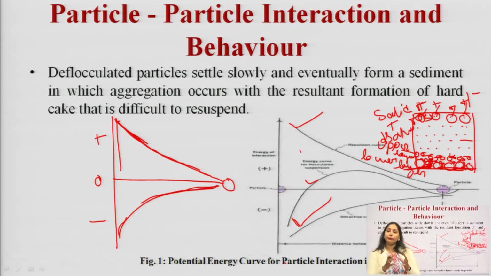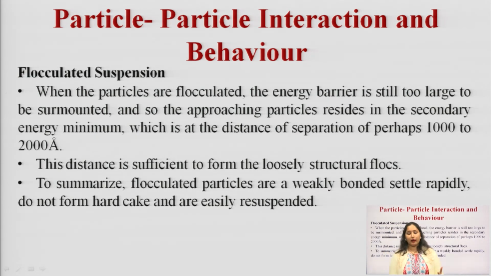What will happen? The particles are at a long distance from each other, around 1000 to 2000 angstrom, and they experience a weak attractive force. Hence, they have the tendency to form loose aggregates. So, in short, to summarize, flocculated particles are weakly bonded, settle rapidly, do not form a hard cake, and are easily resuspended.